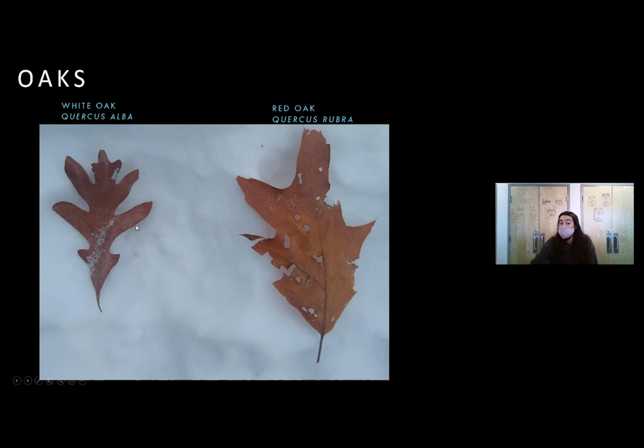If it has a rounded lobe, it's probably in the white oak subgenus. If you're in Vermont, it's probably white oak, Quercus alba. If you're somewhere else, it could be a different white oak. If it has a point, it's likely in the red oak subgenus. And if you're in Vermont, it's probably red oak, could be black oak, also in the red oak subgenus. But yeah, that's leaf ID for oaks.